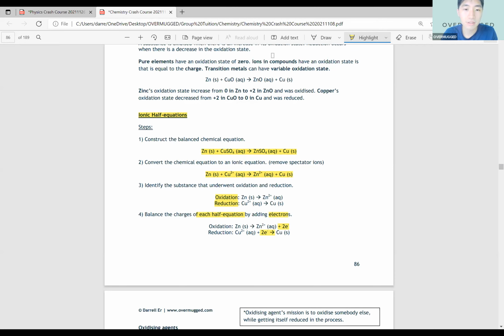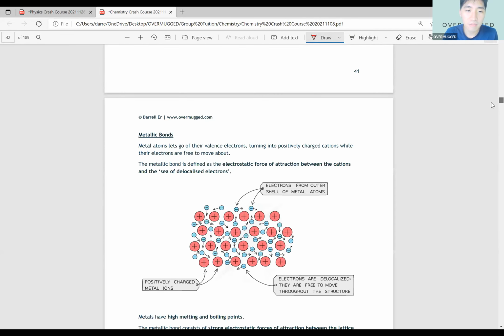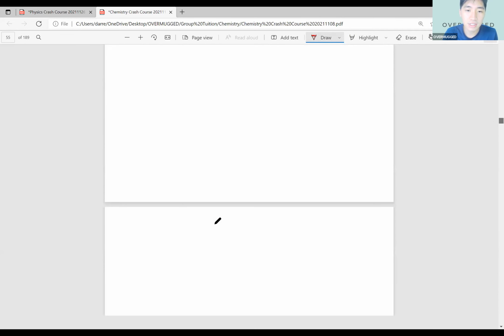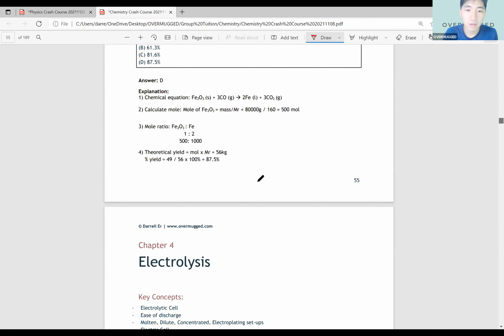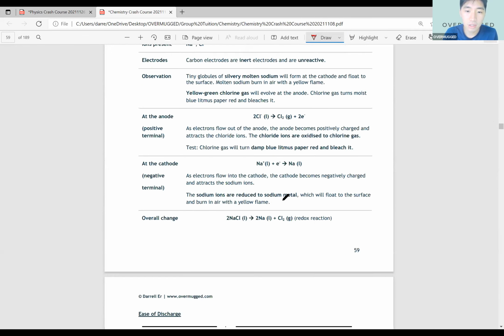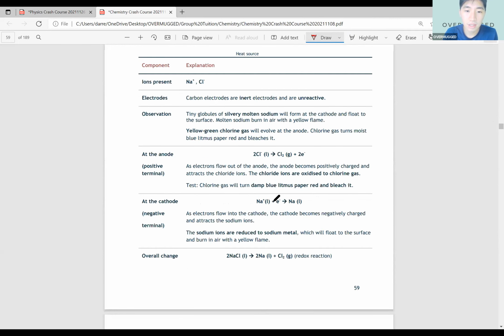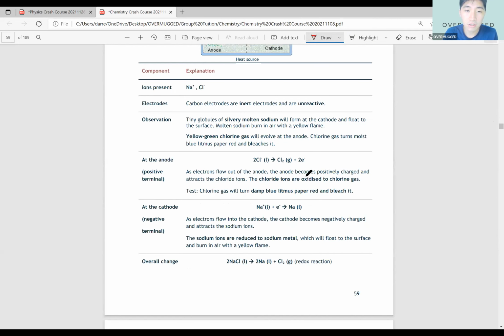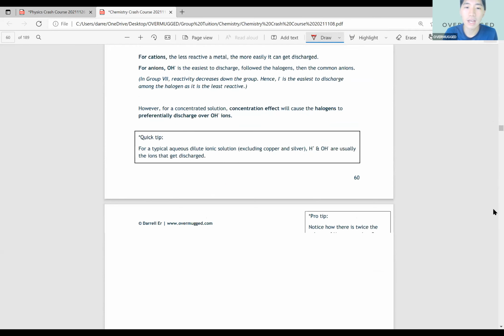That's the difference. And the importance of this is that the ionic half equation is needed in electrolysis. So I give you a quick teaser. If you go to electrolysis, can you see the electron? Electron, right? Once again, electron. These are all called ionic half equations.